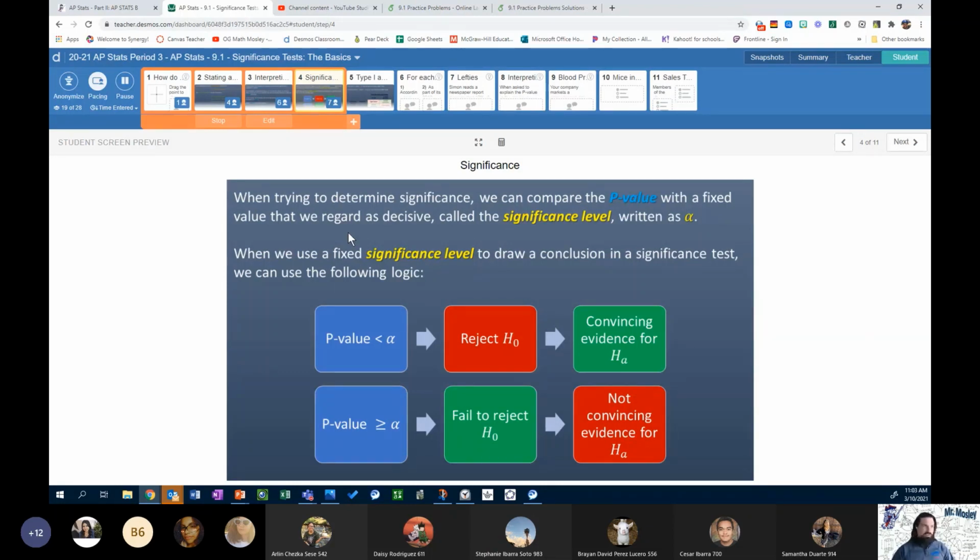And so we need to have that p-value and a predetermined significance level to do this type of thing. But assuming we have those, this is how we can use that to reject or fail to reject the null hypothesis.